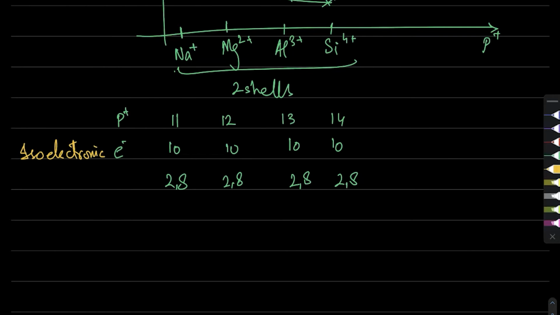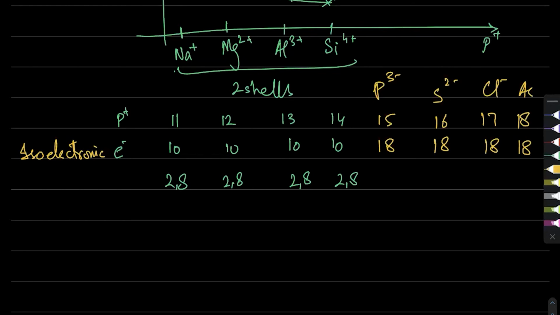So in the negative ions, you have 15, 16, 17, 18 protons, and you suddenly have 18 electrons in all of them because they all gained more electrons. This is phosphorus with -3, this is sulfur with -2, chlorine with -1, and argon. Argon is 18 naturally. So we would expect that the shielding will be higher in phosphorus. Why?